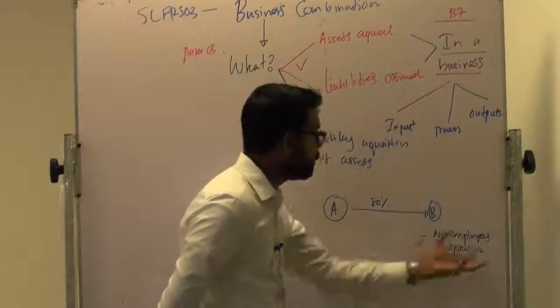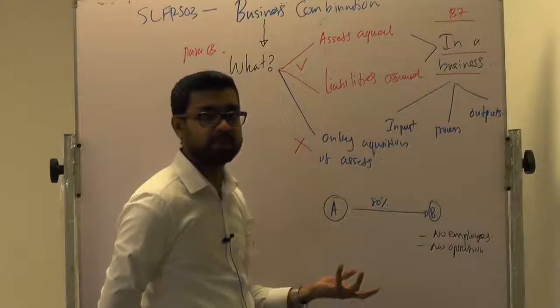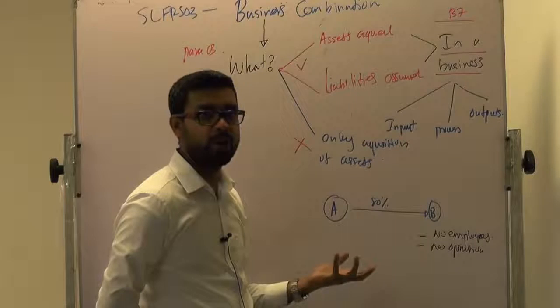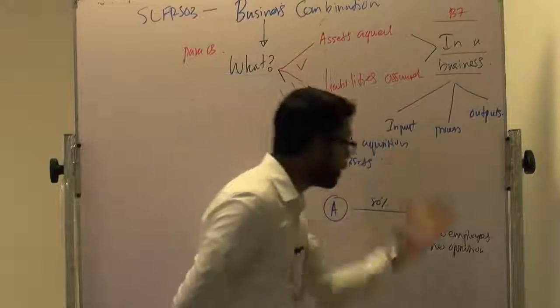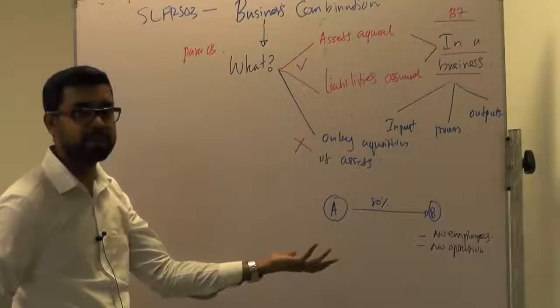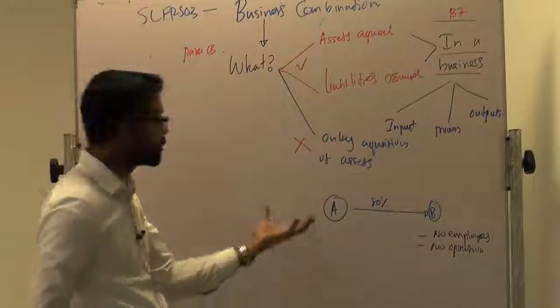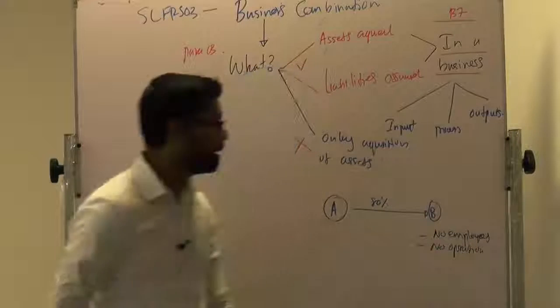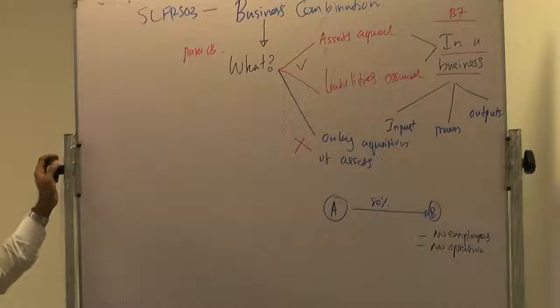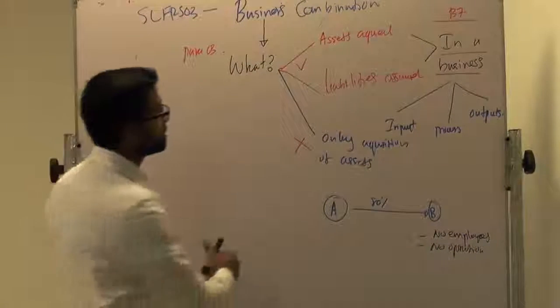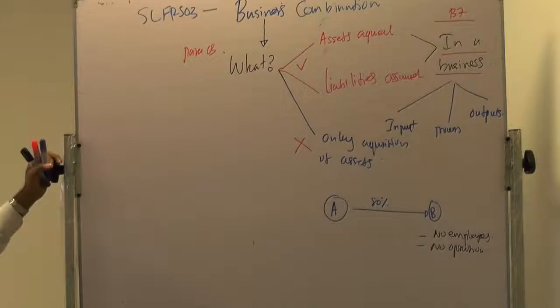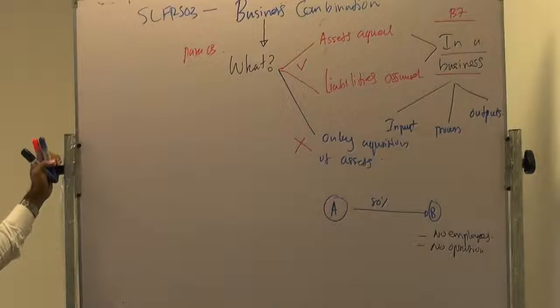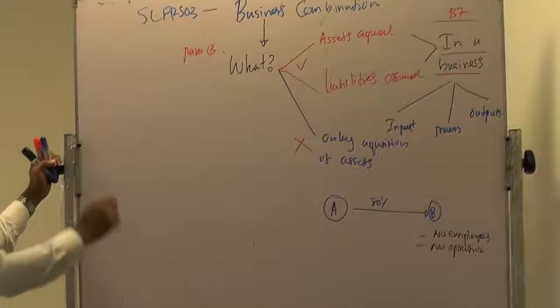There should be operations, but no business operations. It's only a dormant entity. You don't have operations, right? And you don't have output. If you don't have operations, you don't have output. So even if A acquired B, it's not a business combination. Underline this sentence, very important. It should be an asset acquisition or liability assumed in a business. In a business. Business means this.